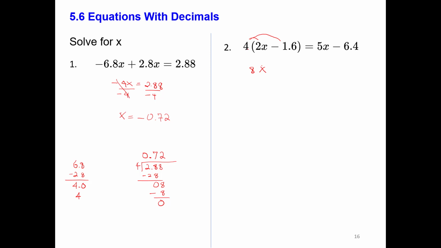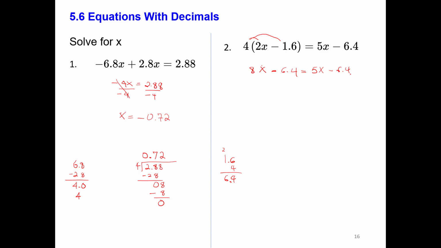Now 4 times negative 1.6. Positive multiplied by negative, we know this number must be negative, but we need to multiply 1.6 times 4. 4 times 6 is 24, carry the 2. 4 times 1 is 4 plus 2 is 6. We have 1 decimal place, so we need to move the decimal point 1 place. Then we have negative 6.4 equals 5x minus 6.4.